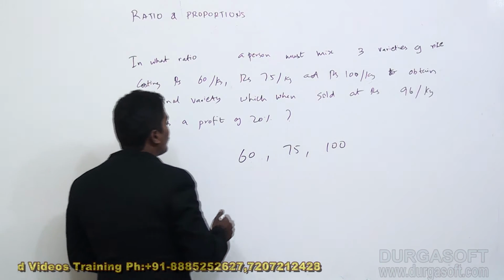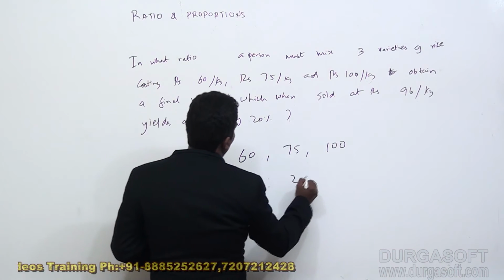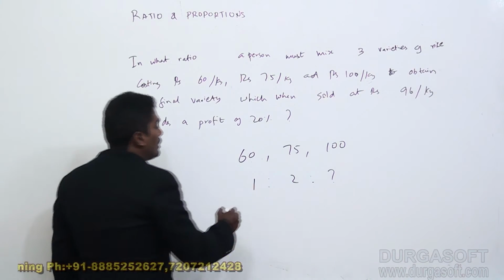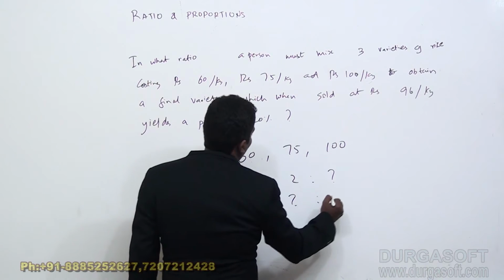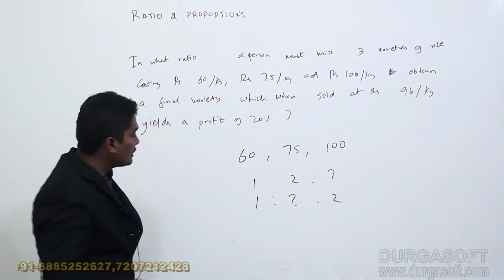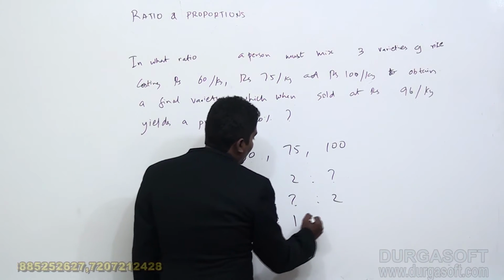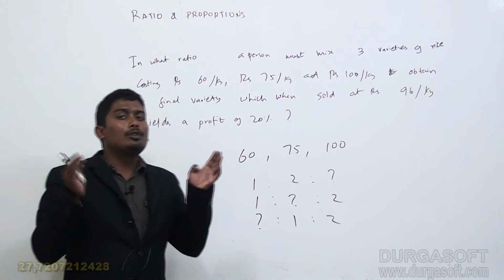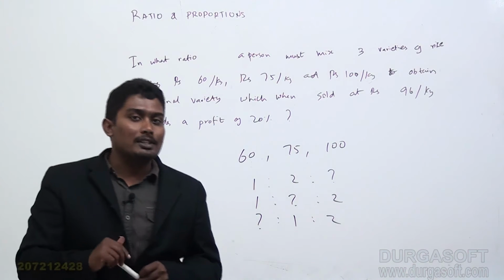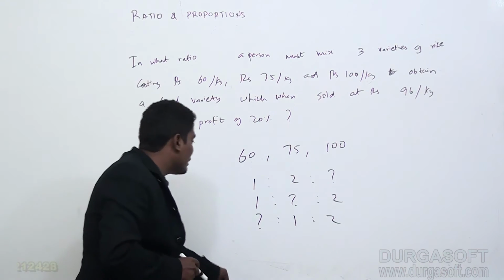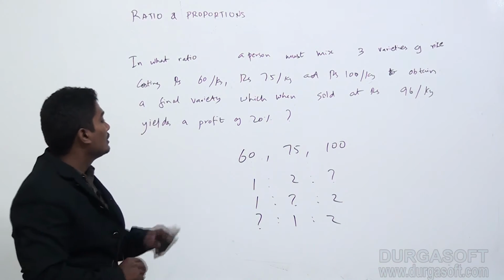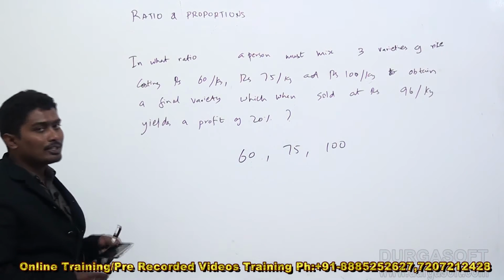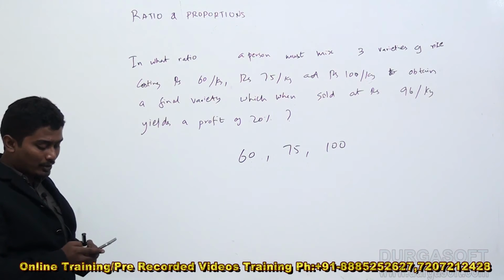Now if I assume the ratio as 1:2:something, I will get a different answer. If I assume the ratio as 1:x:2, I will get a different answer. So whenever you have only 2 different elements, you will have one possible answer. Here you have more than 2 different elements, which means you have more than one possible answer. So here the best method is to go from the answer options.